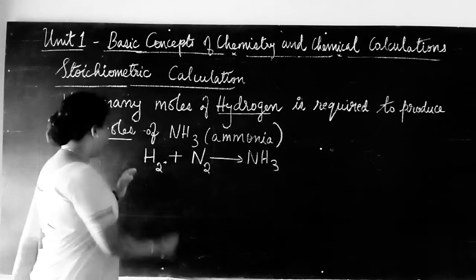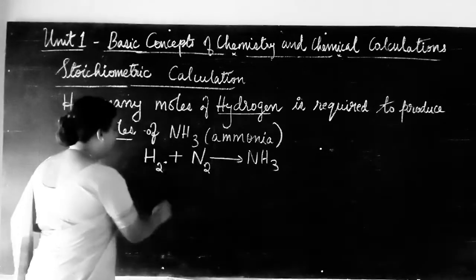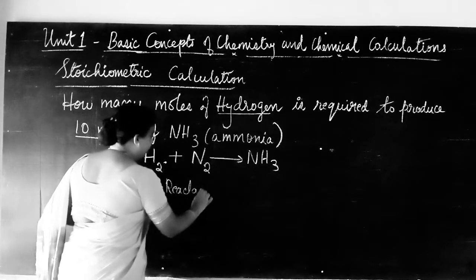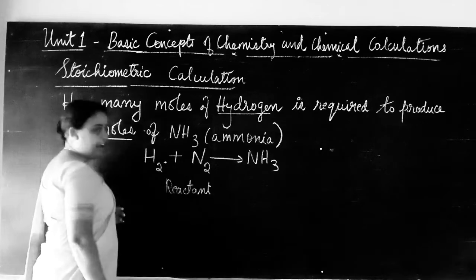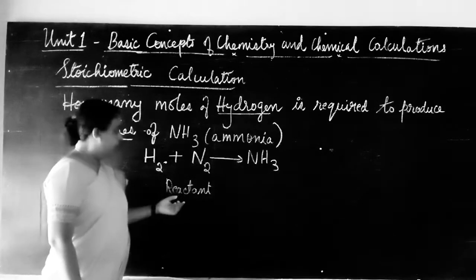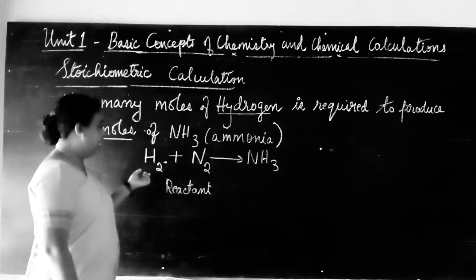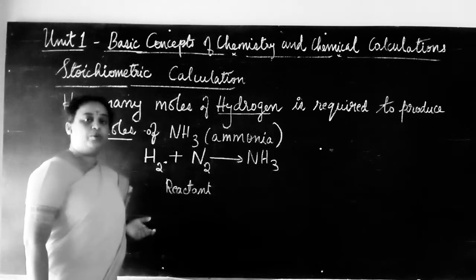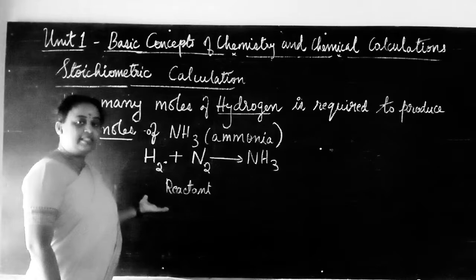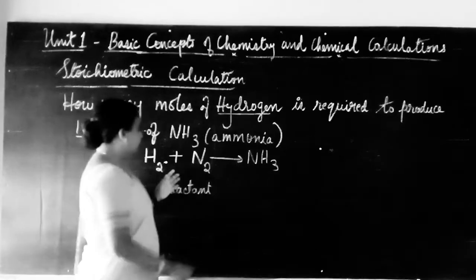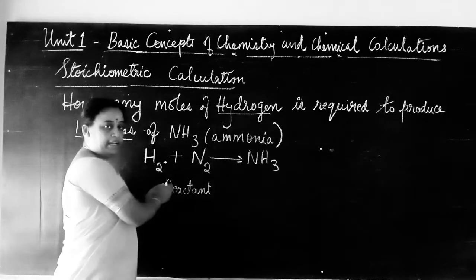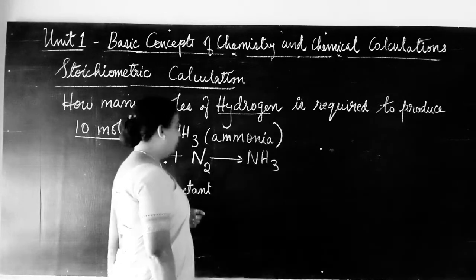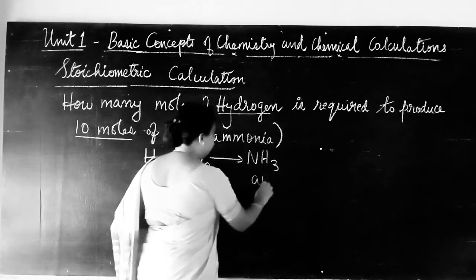Got it? Now, hydrogen and nitrogen are the reactants of this chemical reaction. These two molecules are considered the reactants, and these reactants combine together and give the product, that is ammonia. So this is ammonia.